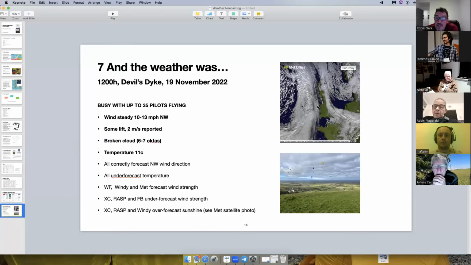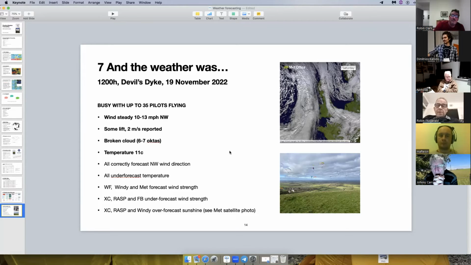This Met Office satellite photo perhaps helps understand why some forecasts were saying it was going to be sunny and some were going to be, say, partial sun. You can see these bands of cloud and a big sunny gap in between. That picture was taken at Devil's Dyke around midday on the day in question, so you can see lots of pilots in the air. There was broken cloud. That's what we call 6 to 7 octas. An octa is basically 1/8 of the sky, so somewhere between 6/8 and 7/8 of the sky was covered by cloud, but there are little gaps of blue peeking through in various places.